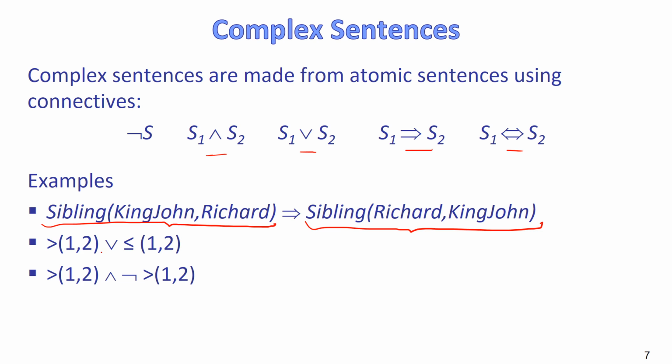Of course, I can also connect with "or". Here I connect two predicates. One, which means 1 is greater than 2. Of course, that's false, but it's still a predicate. Remember, a predicate is a relation that is true or false. Or another predicate, less than or equal to (1, 2), which means 1 is less than or equal to 2. So this one is true, of course. The first one is false, which means that the whole sentence is true.